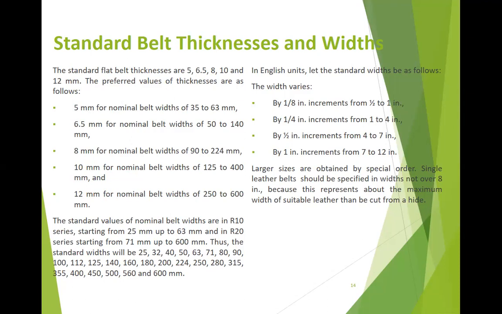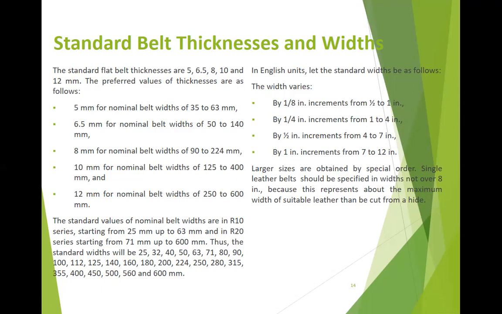The standard values of nominal belt widths are R10 series starting from 25 up to 63 mm, and R20 series starting from 71 up to 600 mm. Thus, the standard widths will be 25, 32, 40, 50, 63, 71, 80, 90, 100, 112, 125, 140, 160, 180, 200, 224, 250, 280, 315, 355, 400, 450, 500, 560, and 600.